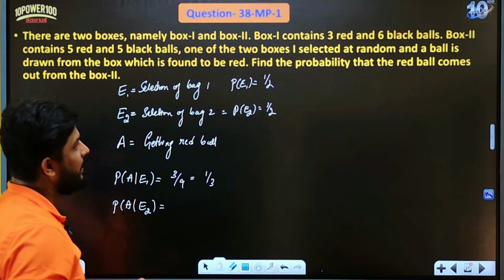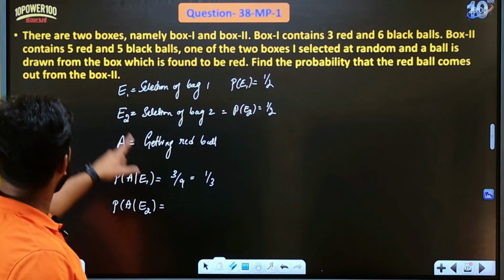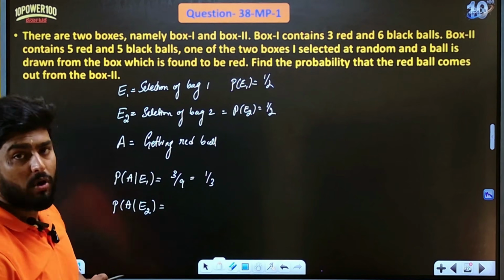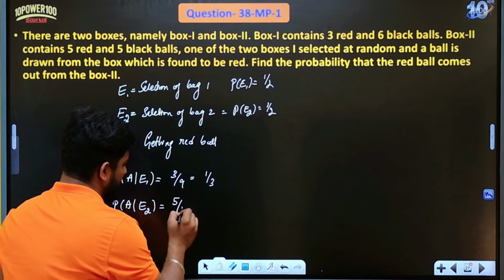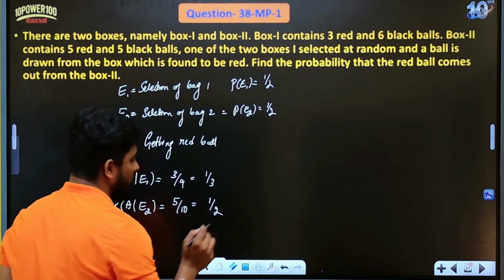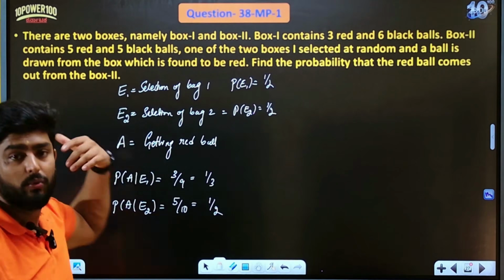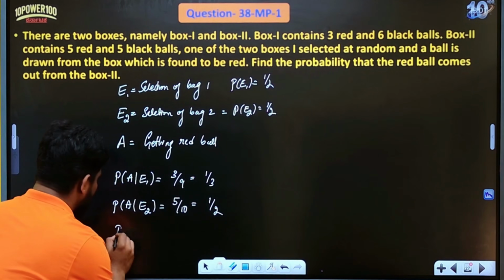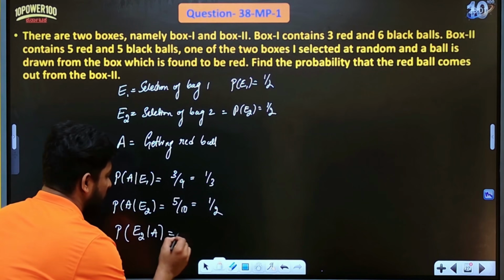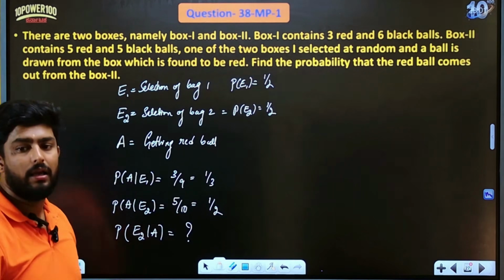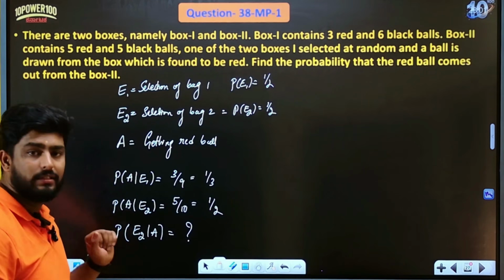So probability of A given E2 means probability of getting a red ball from bag 2. There are 10 balls in that, and 5 are red. So it is 5/10, that is nothing but 1/2. Now they're asking to find the probability that the red ball comes out from bag 2 itself. So P of E2 given A is equal to question mark.